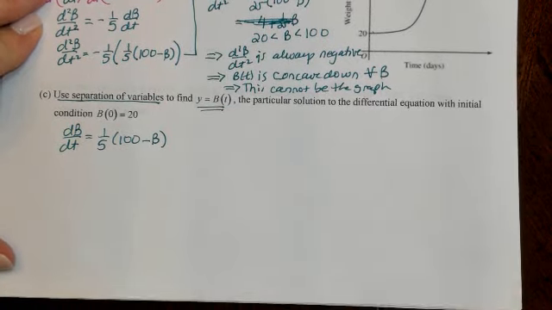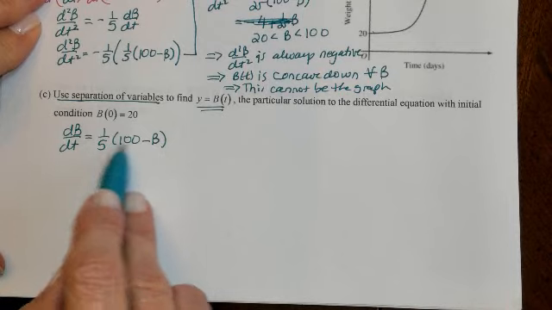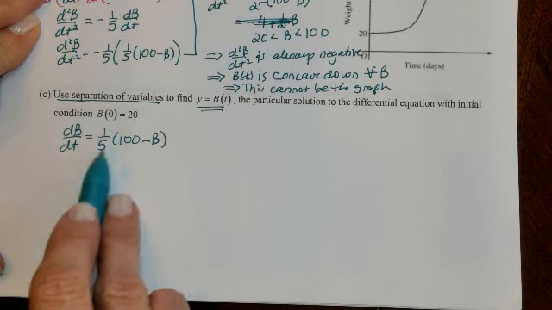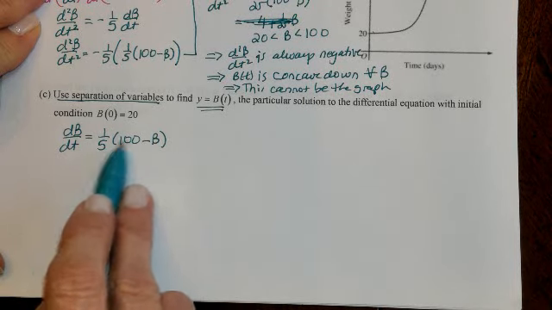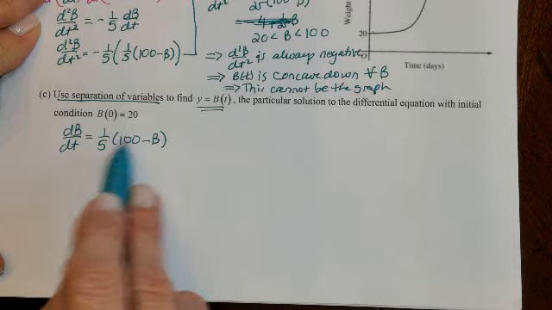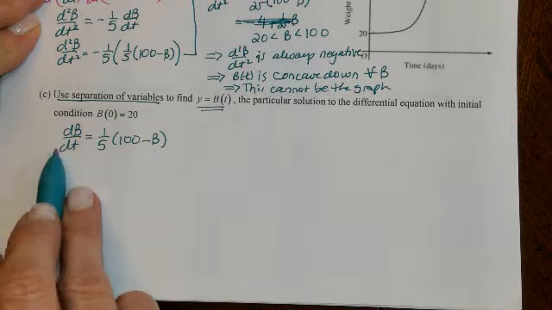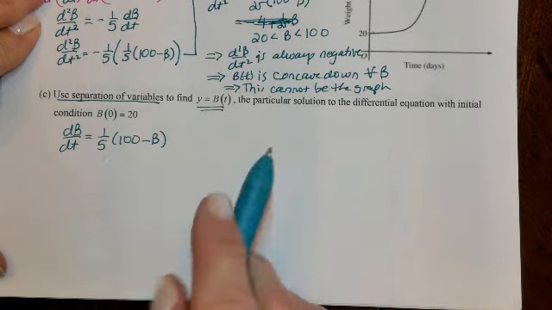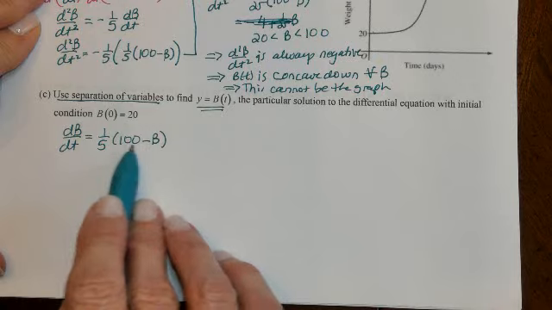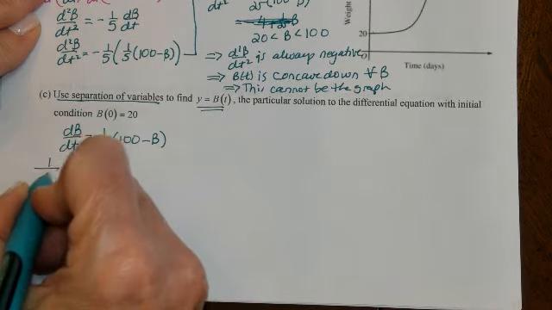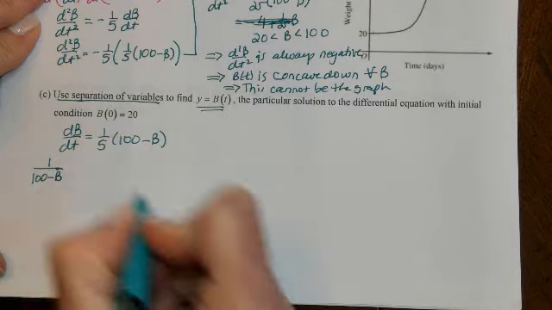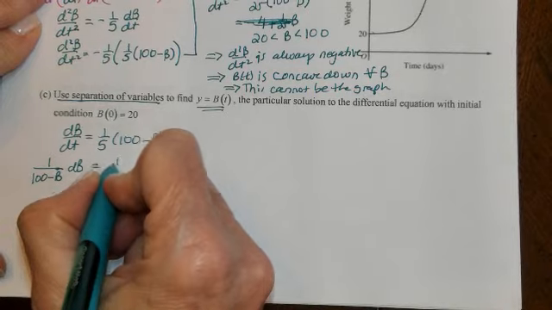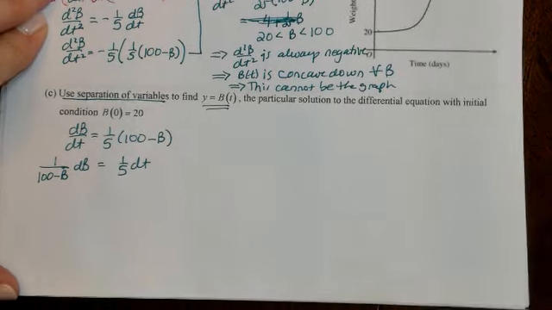All right. I'm going to separate. So I'm going to divide both sides by 100 minus b. I'm leaving the 1/5 here. Do not multiply this out, you guys, because then you're not going to be able to bring b over unless you take everything over. And it's okay to take everything over, but it's easier just to divide by 100 minus b. So I'm dividing both sides by 100 minus b. db is still here, and then I have the 1/5 dt on the other side.